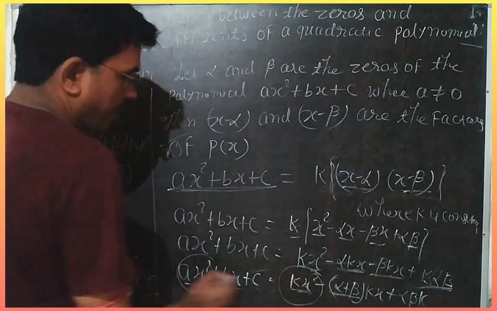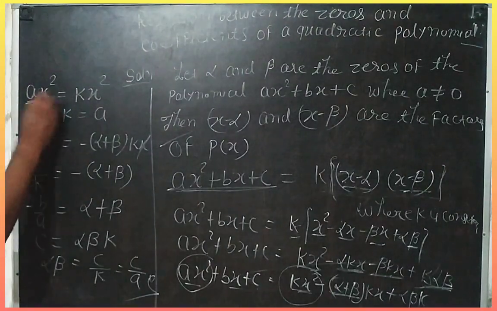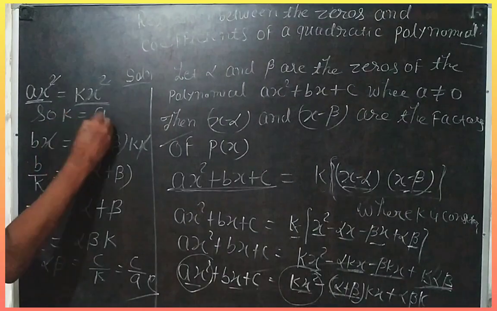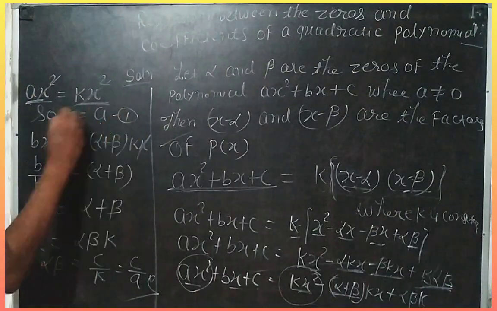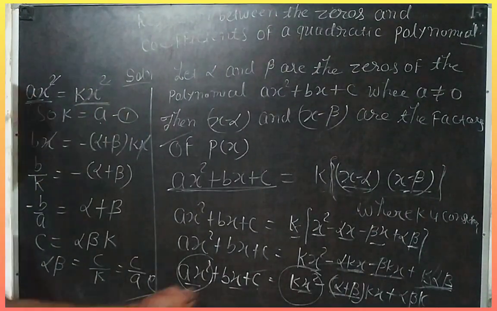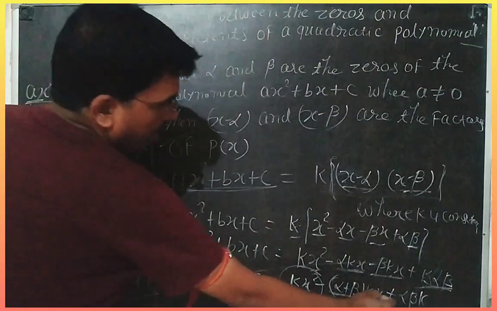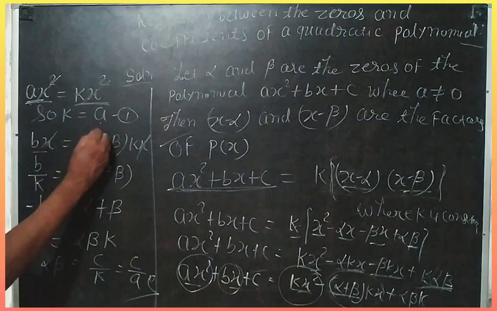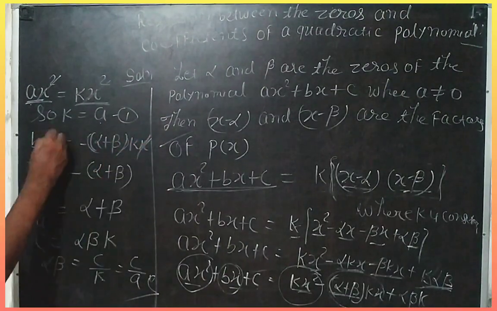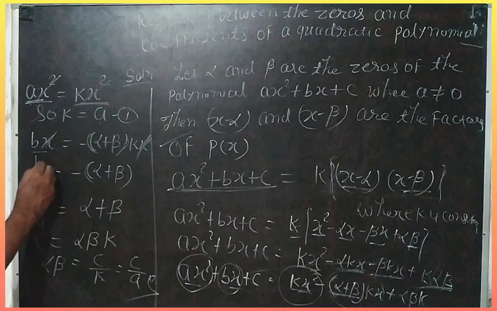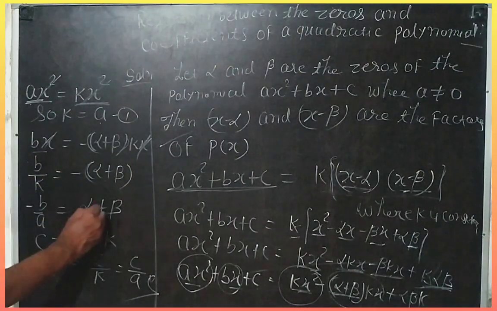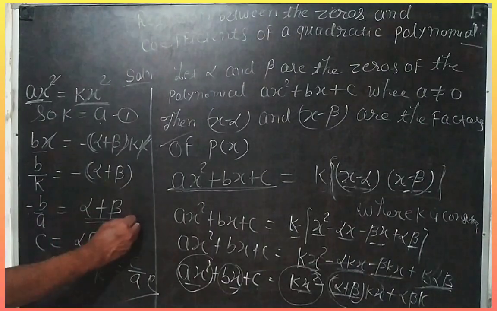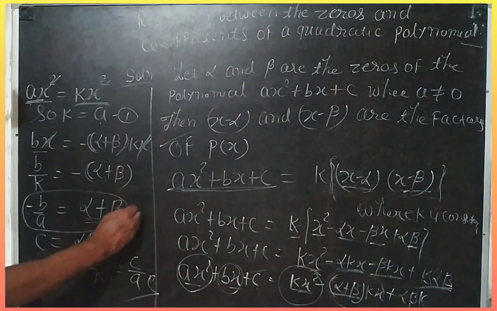Comparing ax square and kx square, x square cancels, so k is equal to a. This is the first equation: k is equal to a. Second, it is bx and it is minus alpha plus beta kx. I write bx equals minus alpha plus beta kx. X cancels, then alpha plus beta equals minus b by k. So what is the value of alpha plus beta? Minus b, and k is a, so alpha plus beta is minus b by a.